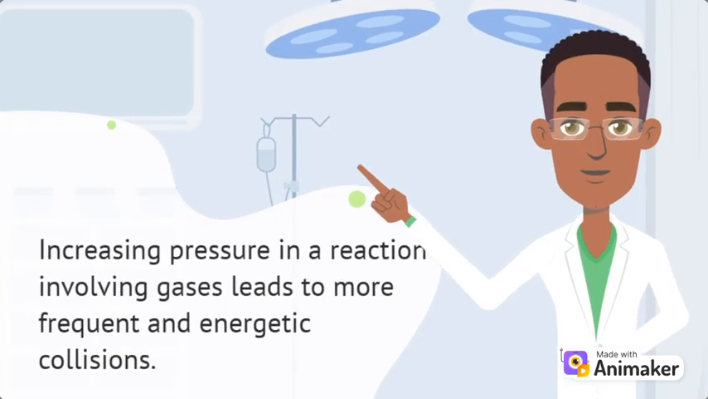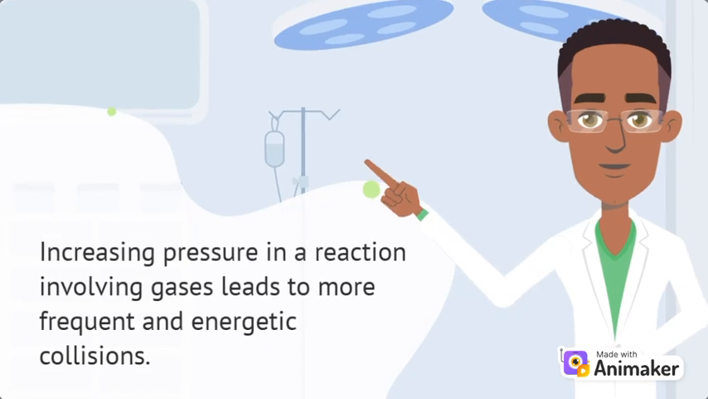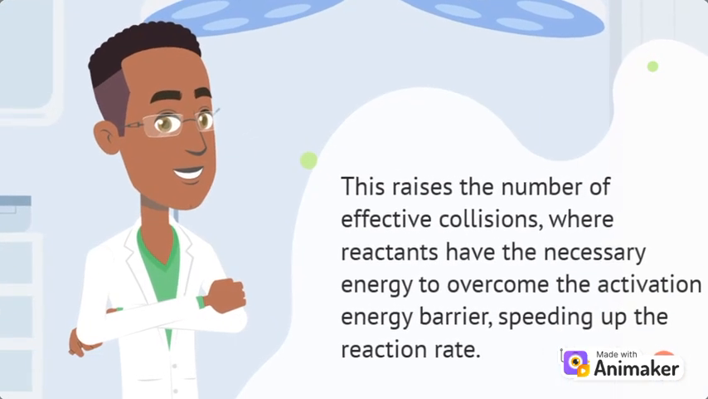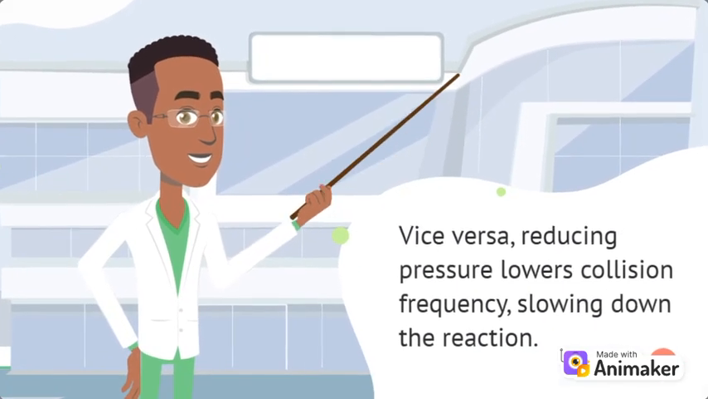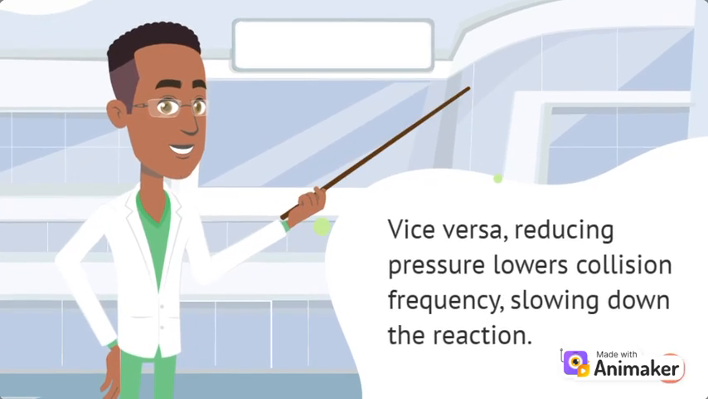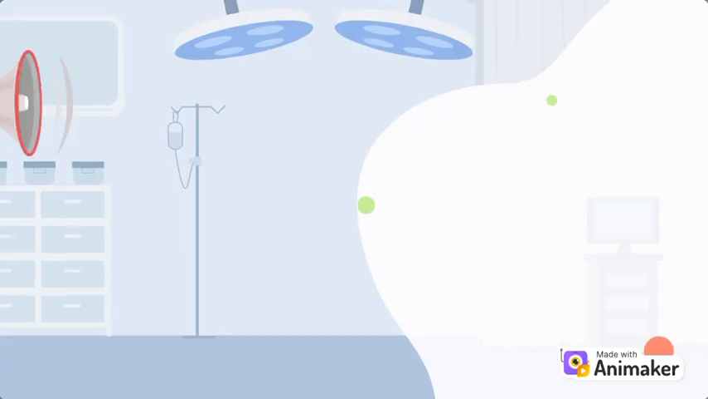Increasing pressure in a reaction involving gases leads to more frequent and energetic collisions. This raises the number of effective collisions, where reactants have the necessary energy to overcome the activation energy barrier, speeding up the reaction rate. Vice versa, reducing pressure lowers collision frequency, slowing down the reaction.